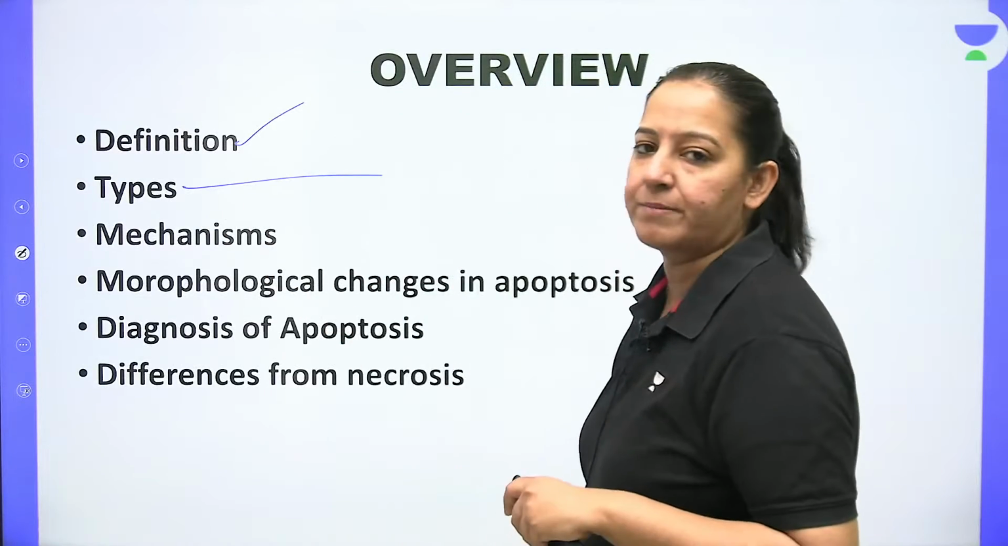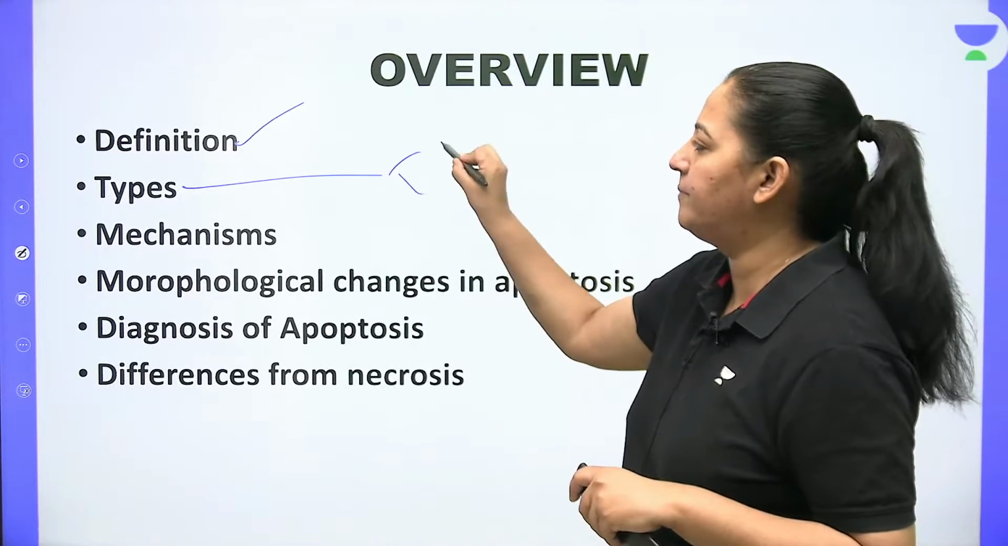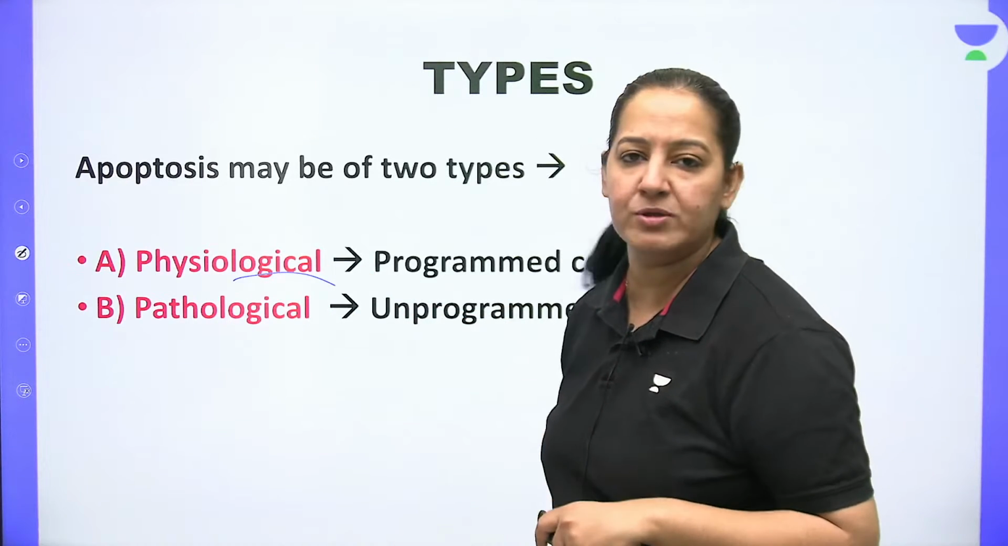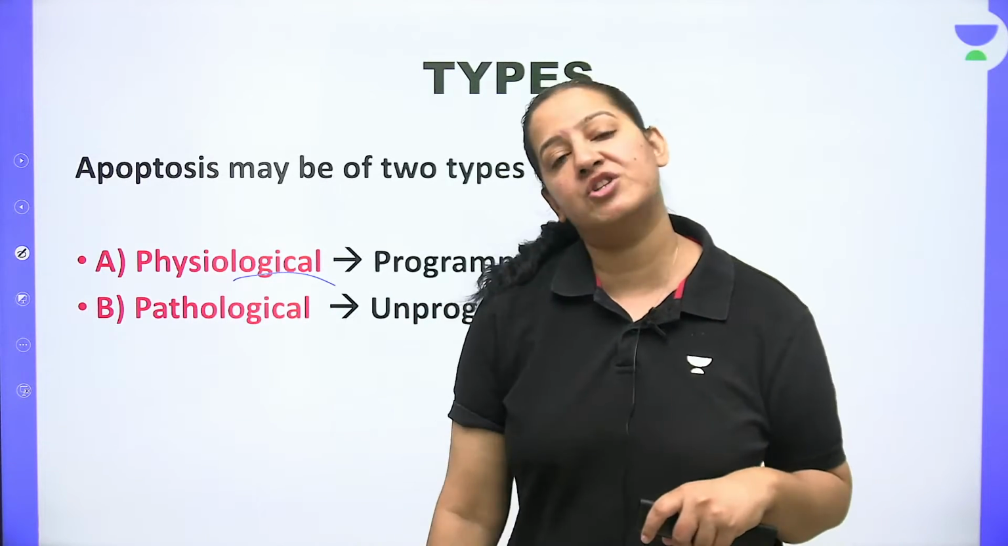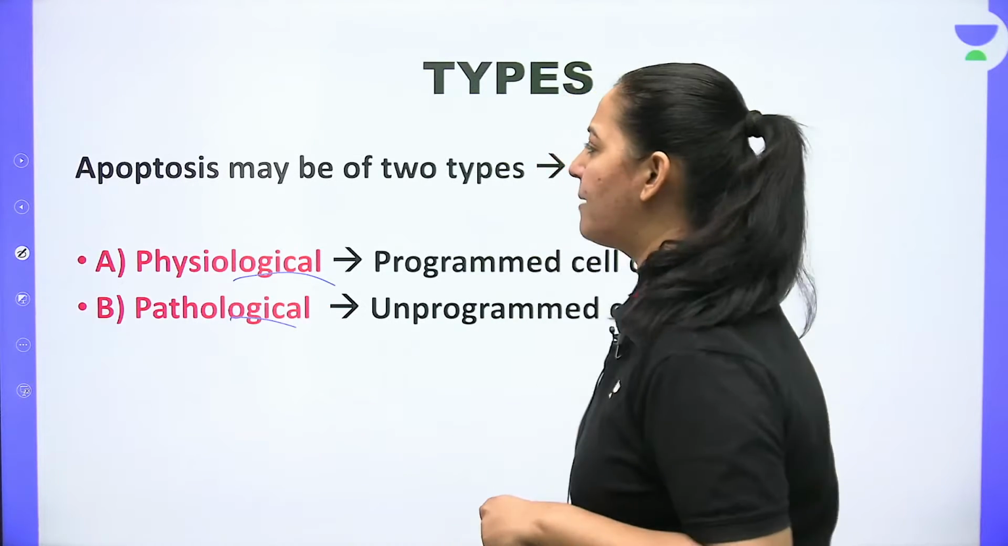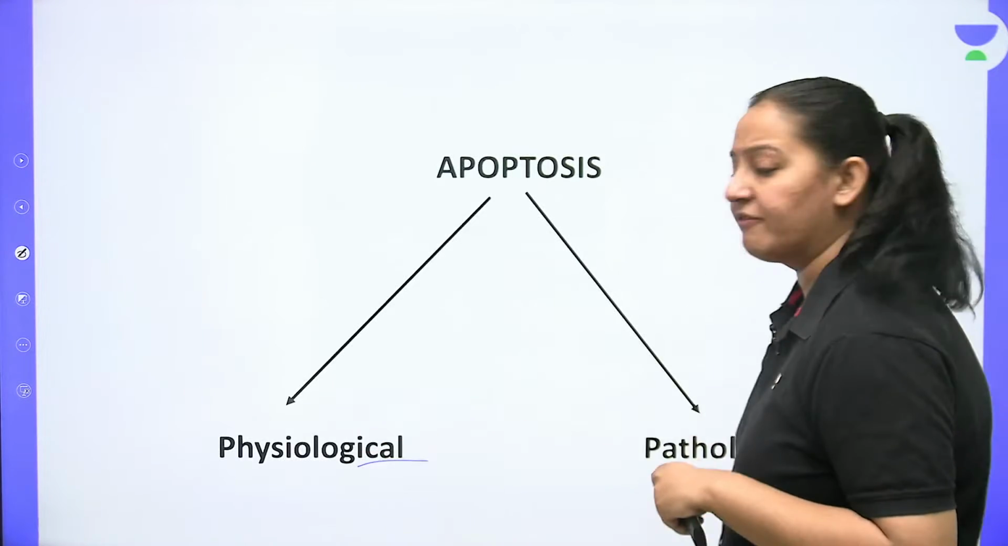Let's come to the types of apoptosis. Apoptosis is of 2 types, physiological and pathological. So can you give me a few examples of physiological apoptosis? Where does physiological apoptosis occur in the body? Pathological occurs in many diseases. Can you give me an example of physiological? A few examples of physiological apoptosis.